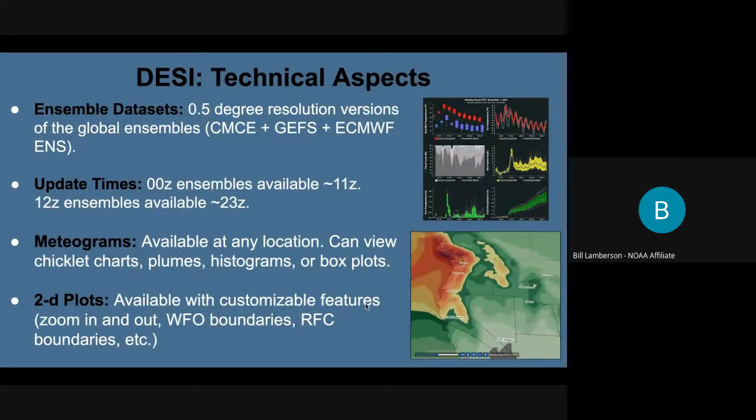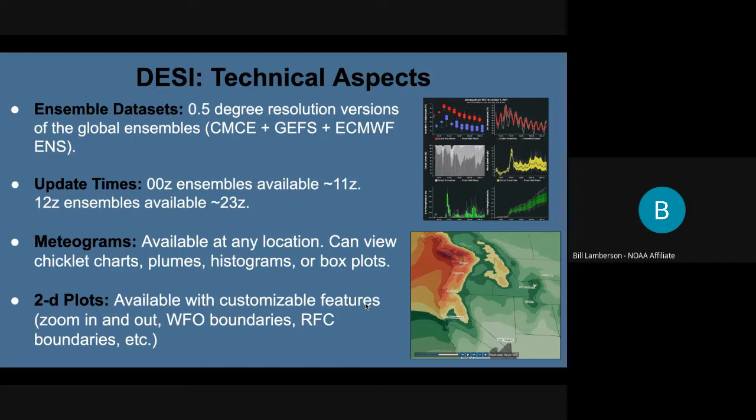So some of the technical aspects of DESI. What are the ensemble data sets that are included? Well, for now, it's just the half-degree resolution versions of the global ensembles. So again, the Canadian, the GEFS, and the European ensemble. How often does it update? It updates twice a day. The 0Z ensembles are available at approximately 11Z, and the 12Z ensembles are available for viewing at approximately 23Z.